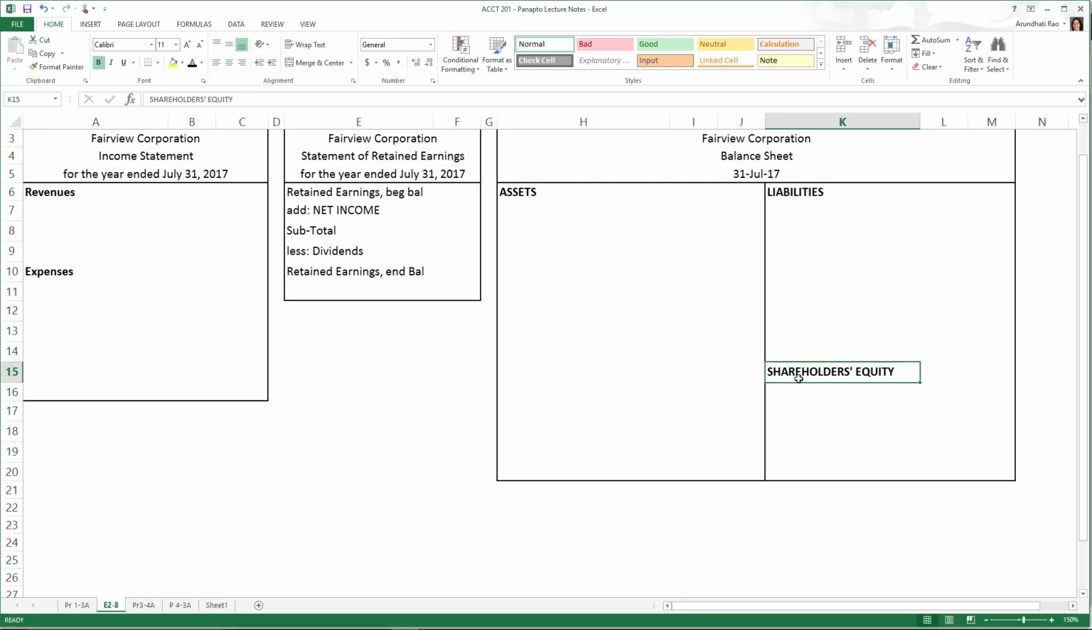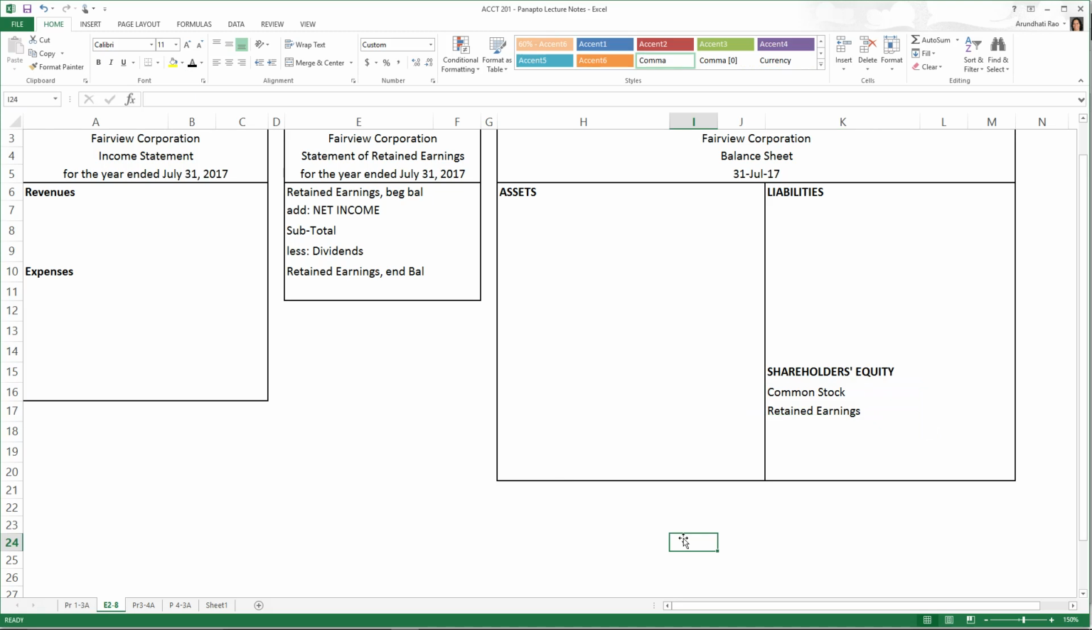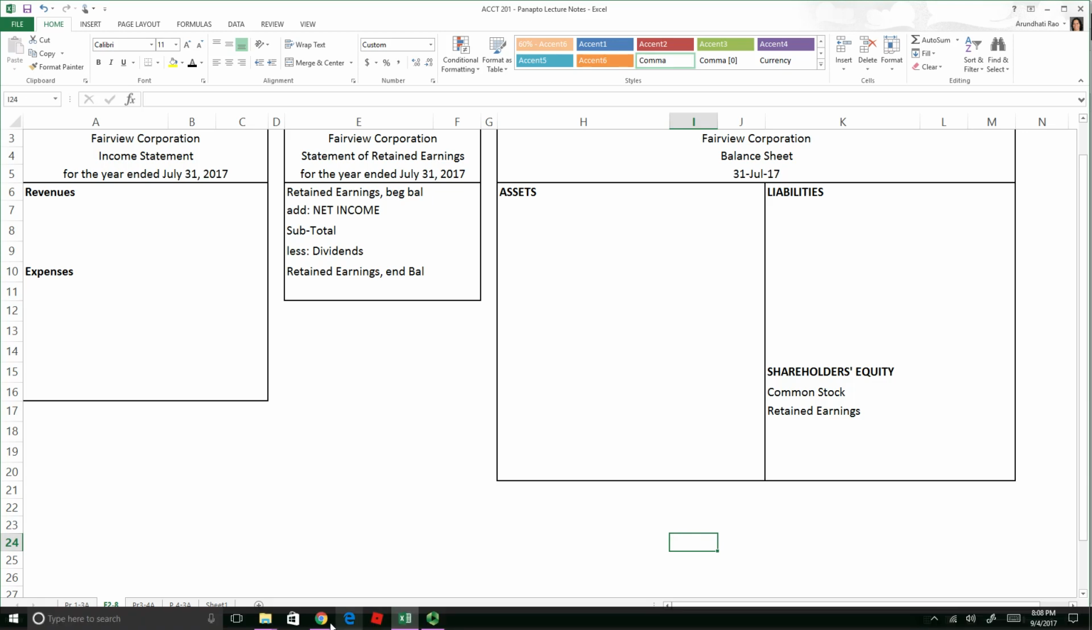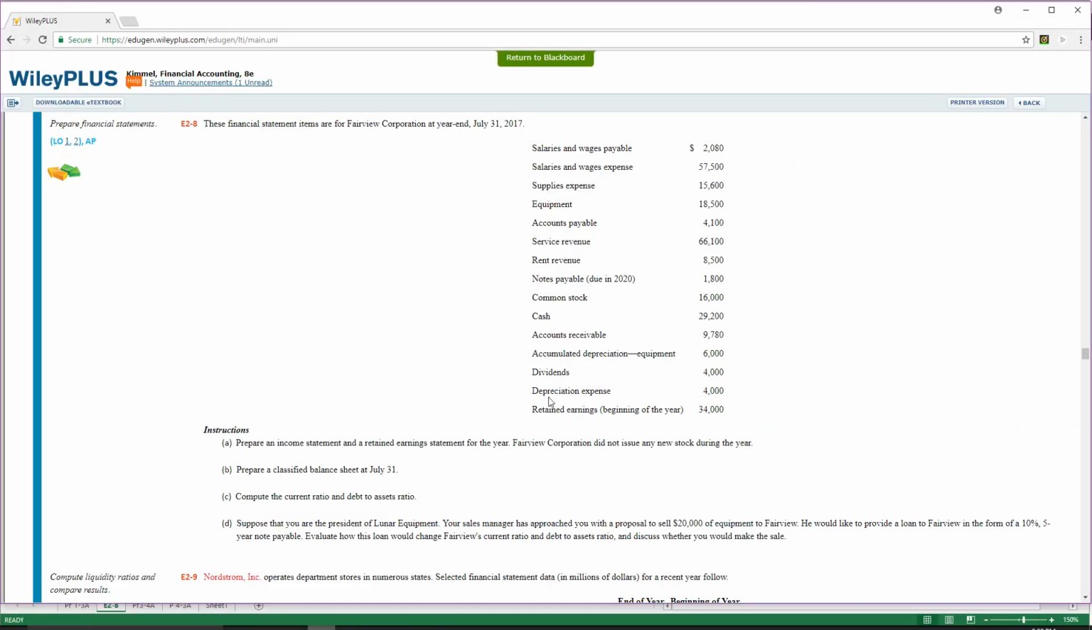Also, under shareholders' equity, as I told you in the previous chapter, typically there are only 2 items you're going to see over here. Those 2 items are going to be common stock and retained earnings. You're not going to see anything else over here. So let's go back to our textbook and look at the problem and see what items we have and what these items are, what financial statement they belong to.